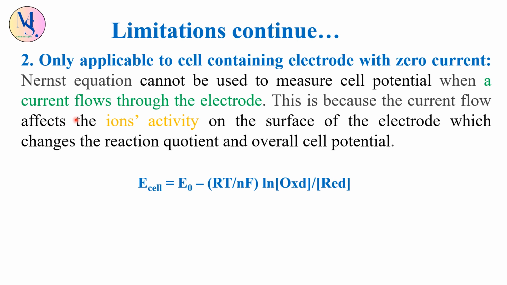So in such case, we have to first determine the current flowing through the circuit with the help of ammeter, and using the Ohm's law, that is V equal to IR, we have to calculate the potential and then we have to subtract that potential from this electrochemical cell potential. This was all about Nernst equation, its applications and its limitations.